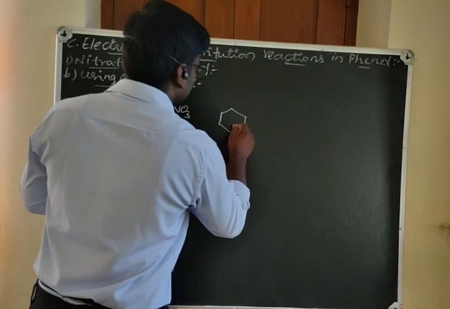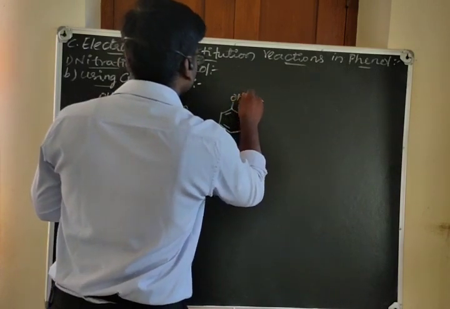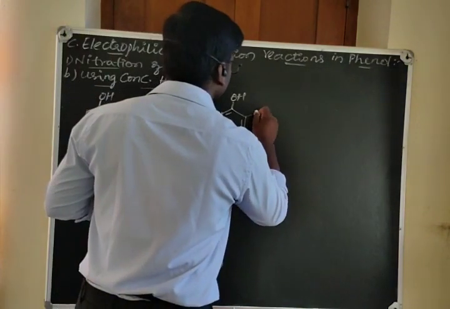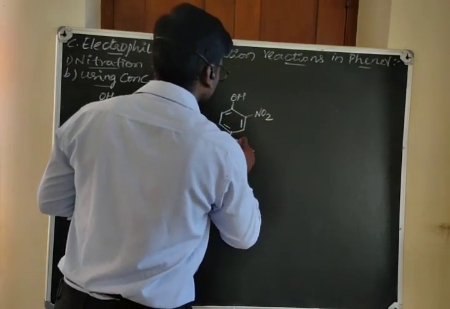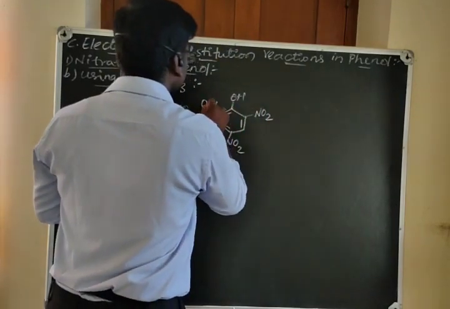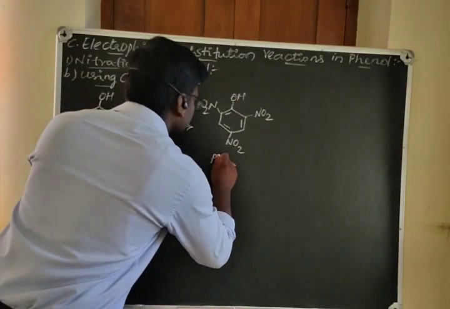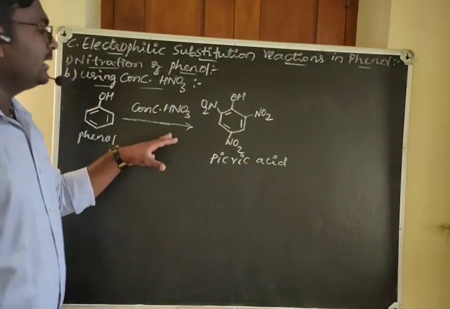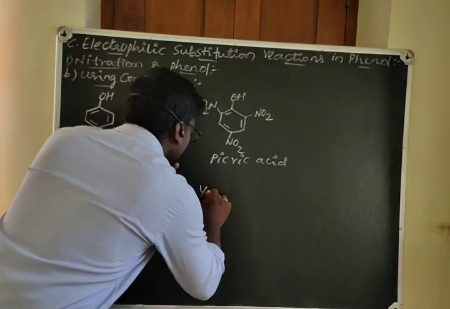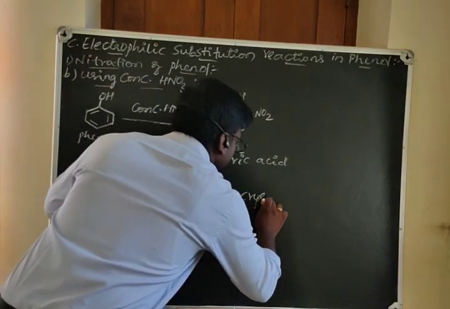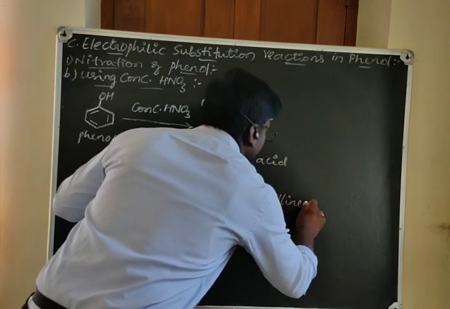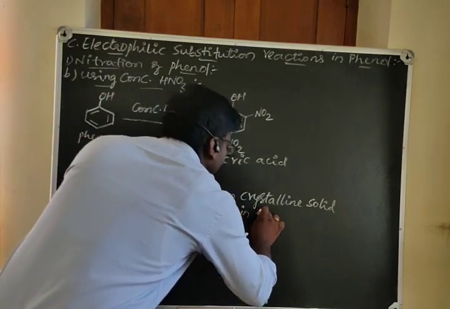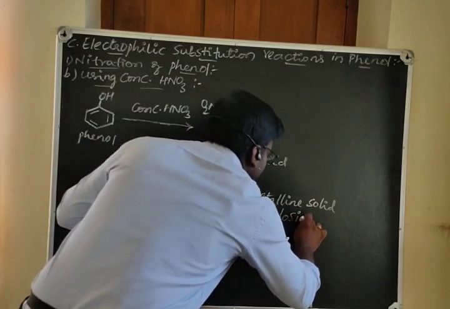Let us consider this. You can see the replacement of hydrogens present at ortho and para positions by the NO2 groups. Now this is called picric acid. It is a yellow crystalline solid. It is used in explosives because of its high acidic nature.